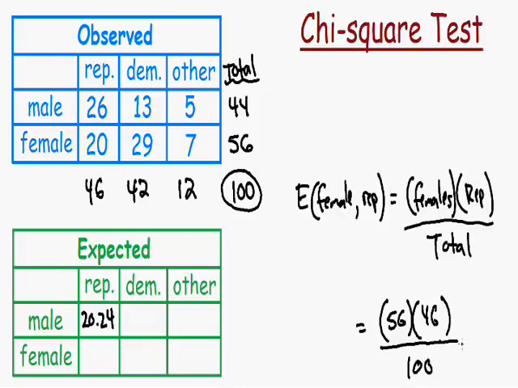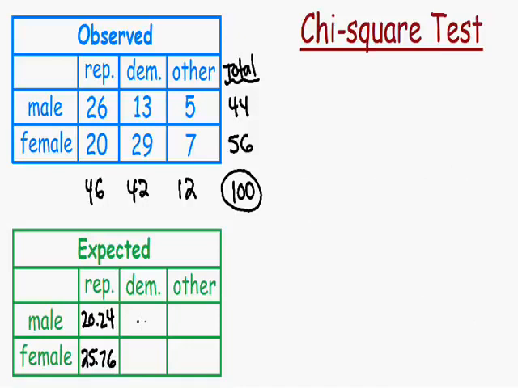And if we plug this into our calculator, 56 times 46 all divided by 100 is equal to 25.76. This is the expected number of female Republicans. So we have 25.76 as our expected number of female Republicans.